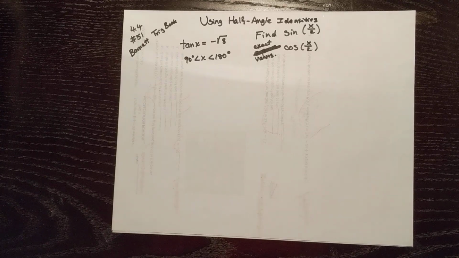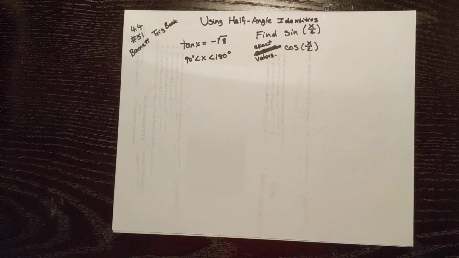Okay, so this involves using half-angle identities. They gave us this information. They said that tangent of angle X is equal to negative square root of 8, and that angle X lies between 90 degrees and 180 degrees. We have to find the exact values of the sine of X over 2 and the cosine of X over 2. So we're going to use the half-angle identities. And since they asked for exact values, that means we have to write it with the square root in it, not in decimal form. So that's what we have to give them.